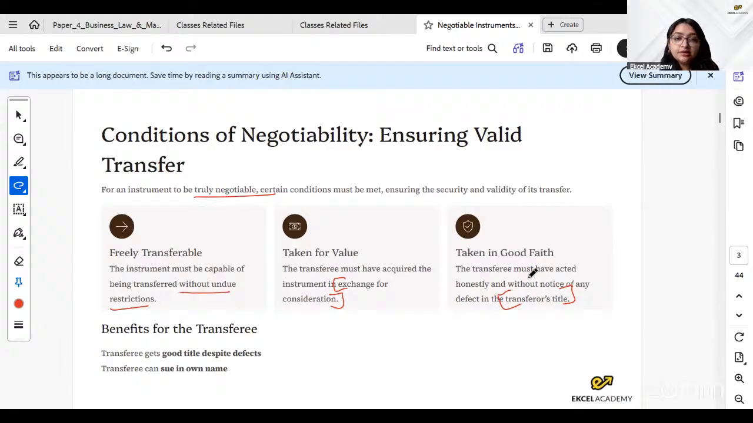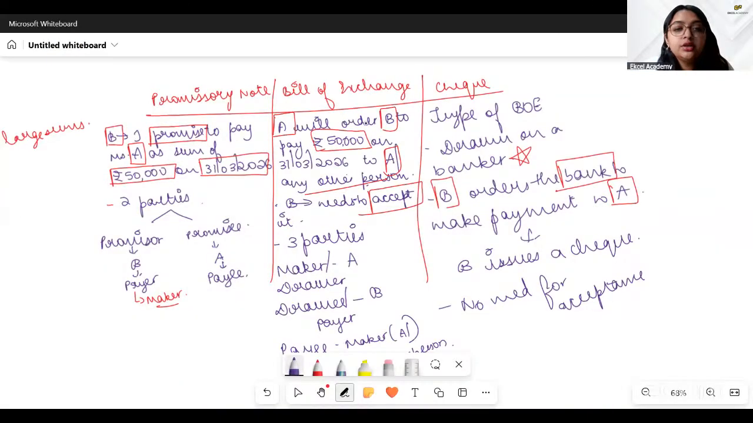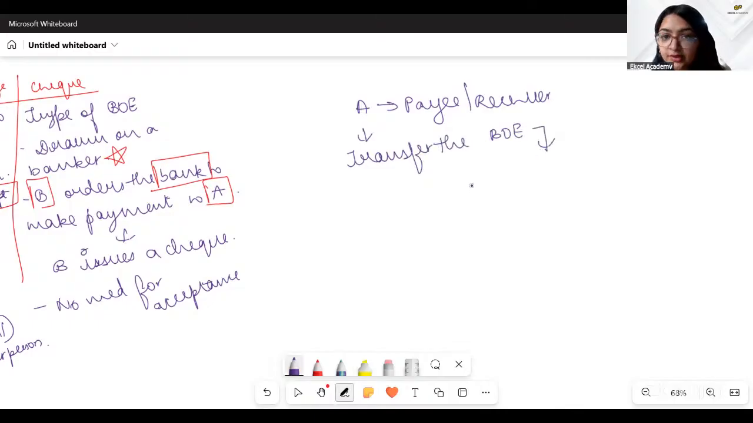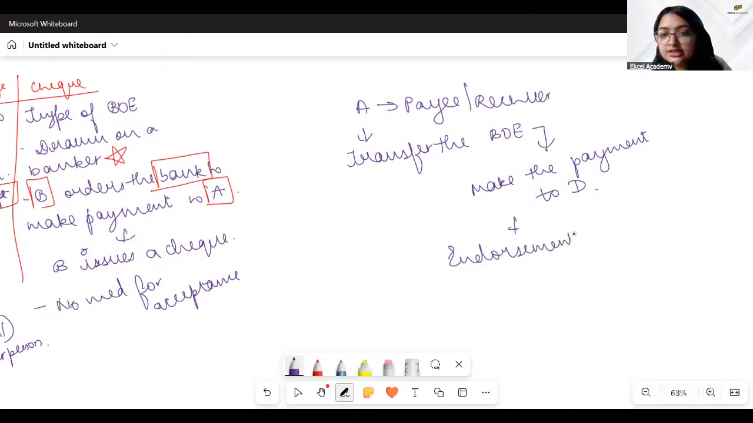Now let's go back to our example. In this example, A orders B to pay rupees 50,000 to A. A is the payee, the receiver of the money. So A can transfer the bill of exchange and say, instead of me, make the payment to D. This whole process is known as endorsement, wherein the receiver of the money in case of a negotiable instrument transfers it to another person.